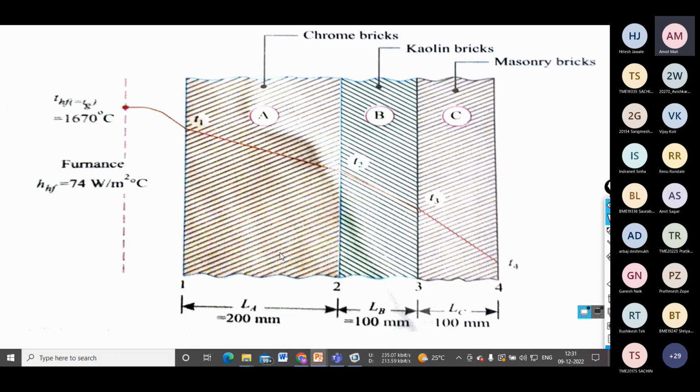As per this problem, here you can see we can find the temperature at T1 location, T2 location, T3 location, T4 location. At different locations we can find the temperature. Here this is the composite wall, and inside this composite cylinder the gas is stored. In between the gas and this chrome brick, convection will occur. Due to that reason they have given the temperature and overall heat transfer coefficient, 74 watt per meter square degree centigrade. Okay, so we'll try to solve this problem.